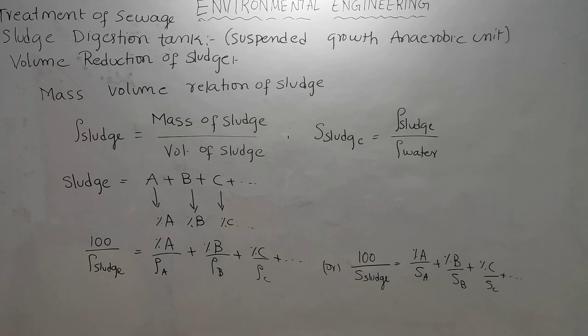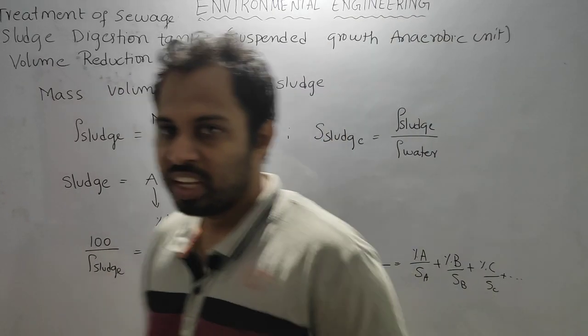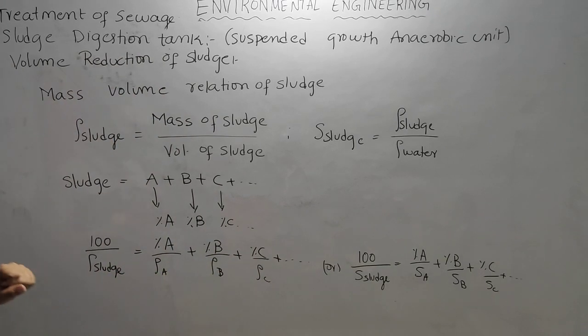Majorly we take the major components of the sludge as water and solids. By using the specific gravities or densities of water and the solids, we can find the density of the sludge.